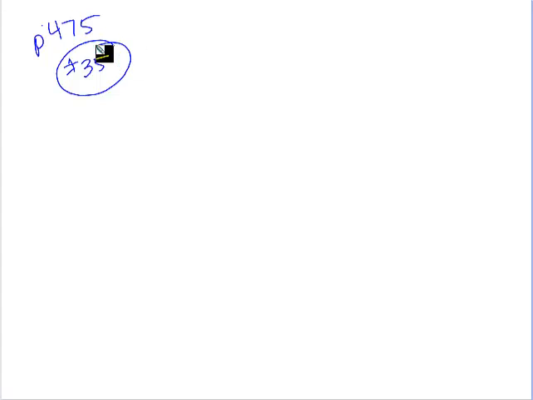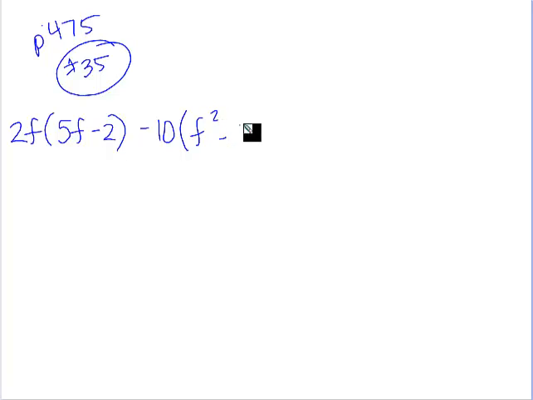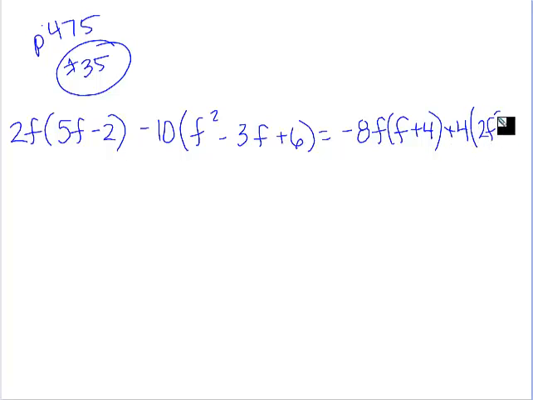Let's see, 35 says 2f times 5f minus 2, minus 10 times... that's not a very good parentheses at all... 10 times f squared minus 3f plus 6 equals negative 8f times f plus 4, plus 4 times 2f squared minus 7f. Almost ran out of room.